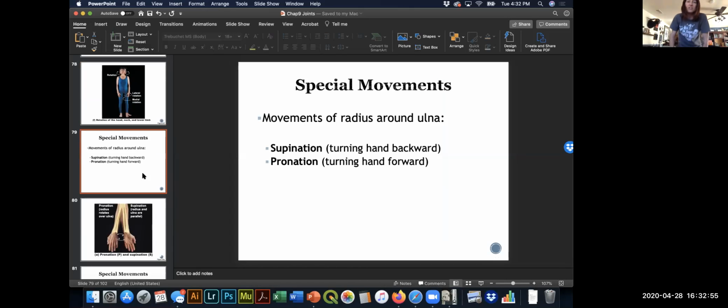Supination and pronation, right? Supination, pronation. Supine and prone, right? Lying supine is lying on your back, right? So your hand is kind of lying on its back like that.